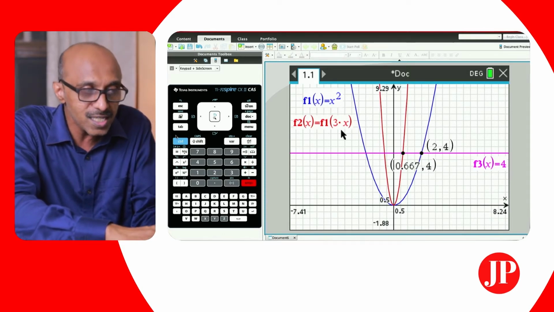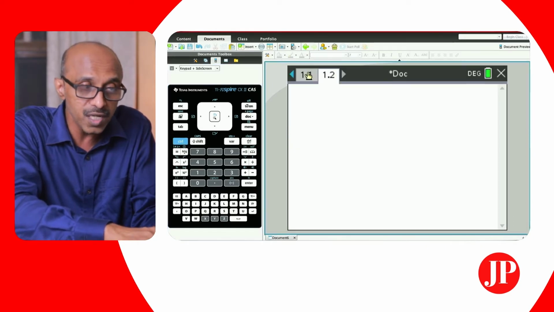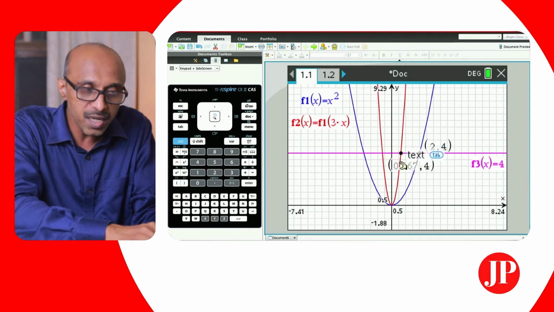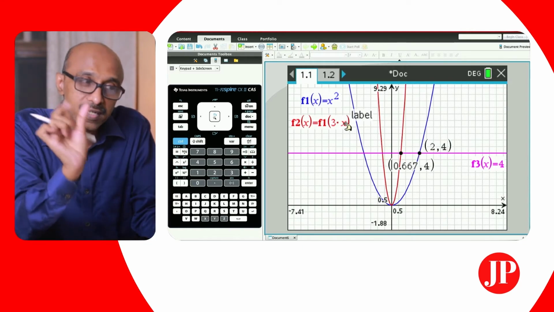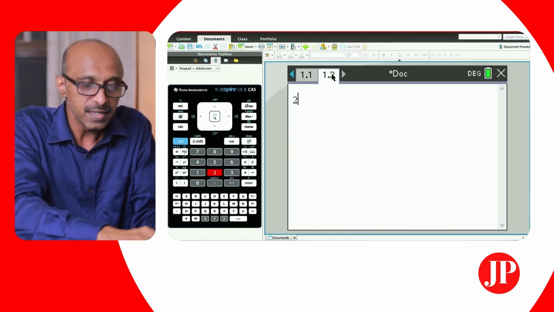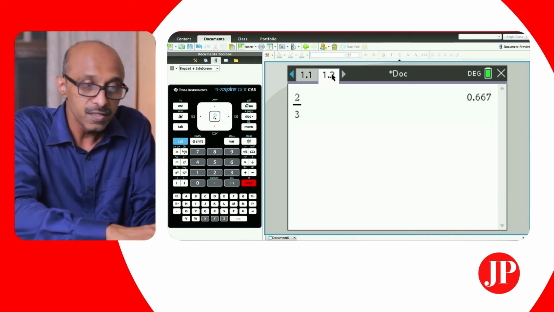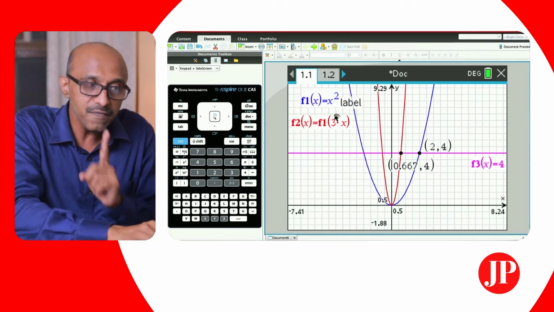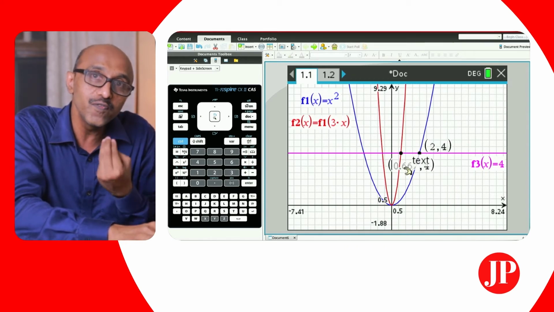If you were to make a table of values and compare this, you'd know what's going on. Let me explain. If I add a calculator page and observe, how did 2 become 0.667 as a result of 3? This was 3 times x inside the domain. So 2 divided by 3, let's see what that answer is. 0.667, and here we go. 2 divided by that factor a, greater than 1, is the new value for the x.